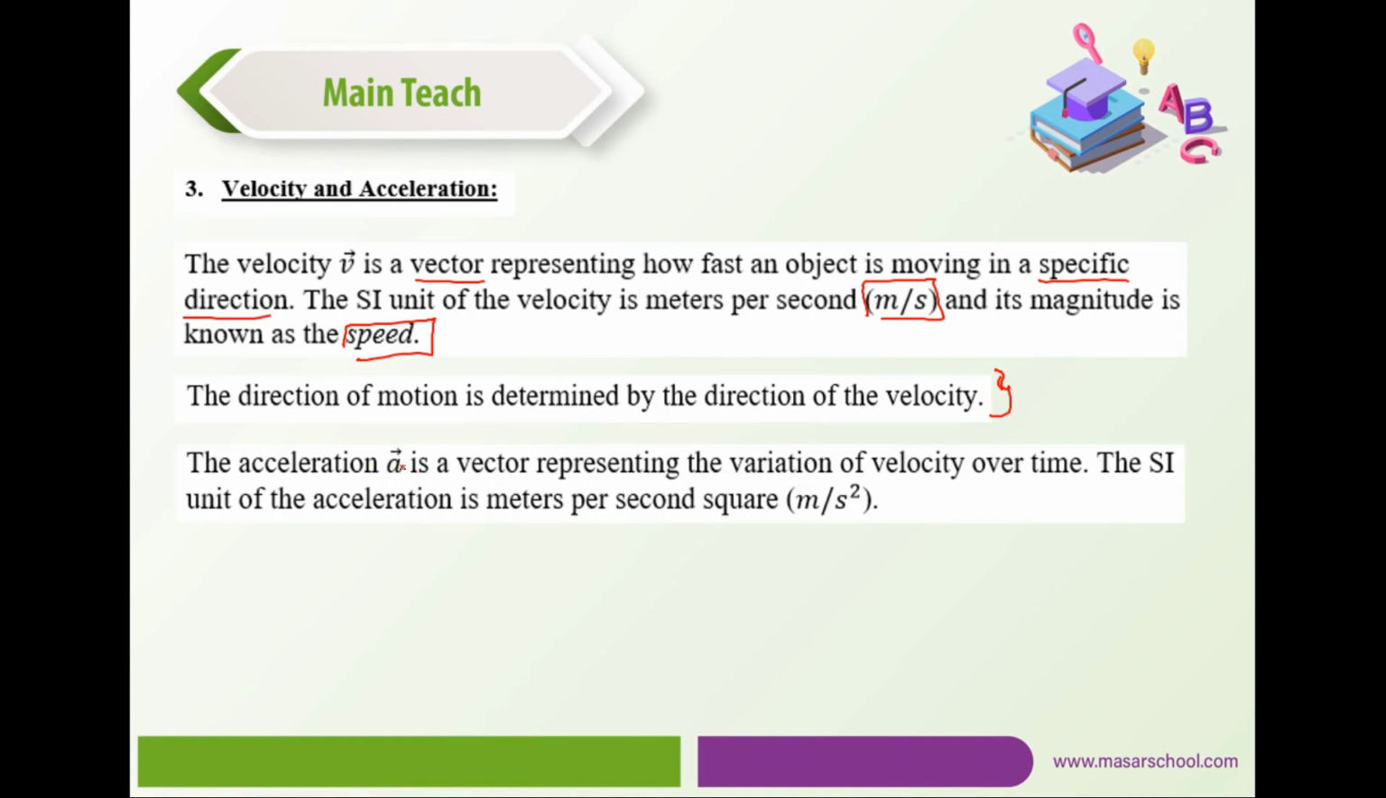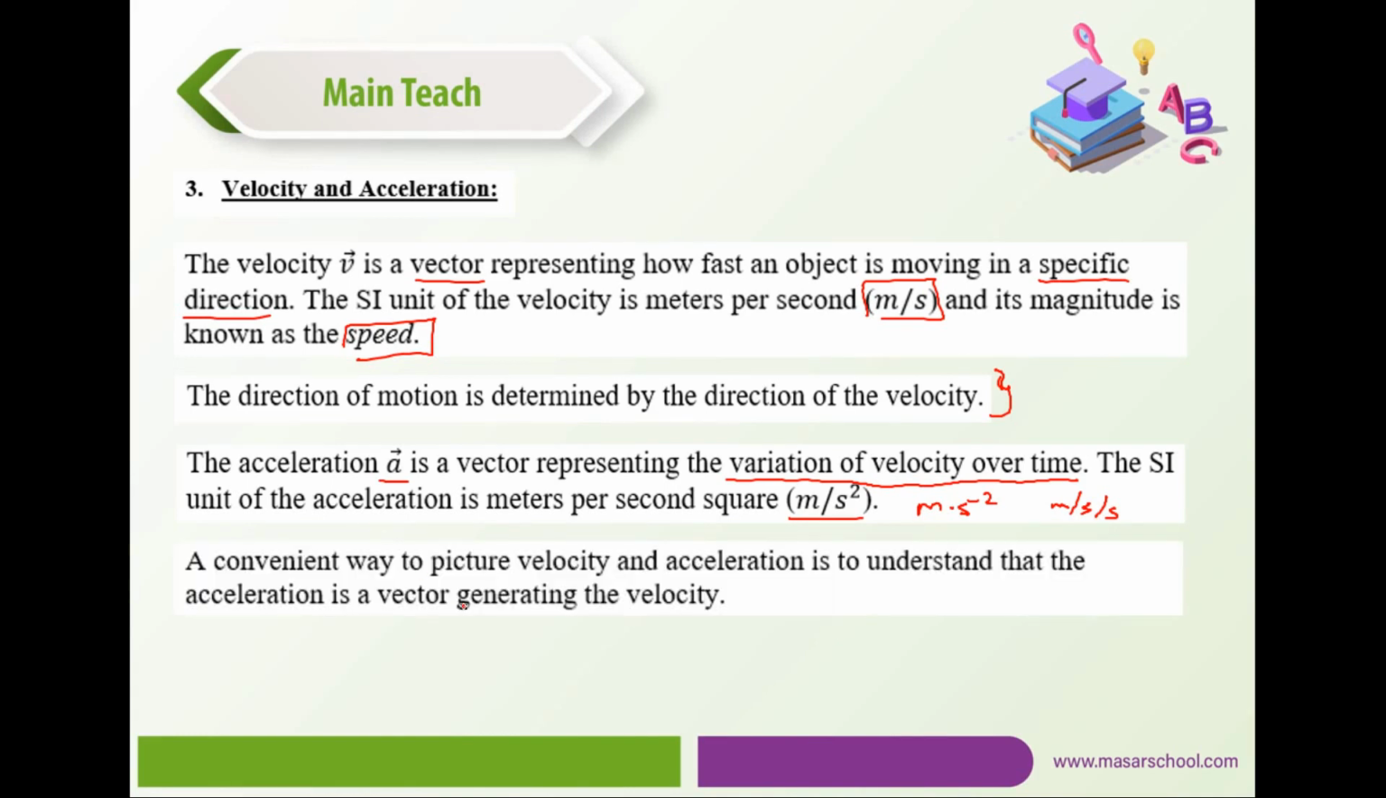Now, the acceleration vector A is a vector representing the variation of the velocity over time. So basically, this is the definition of the acceleration. And the SI unit of the acceleration is meter per second squared. Now, this also can be written as meter second to the power of minus 2, or meter per second squared.